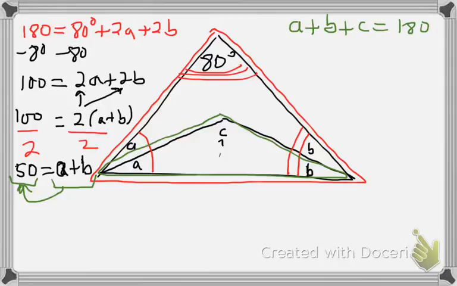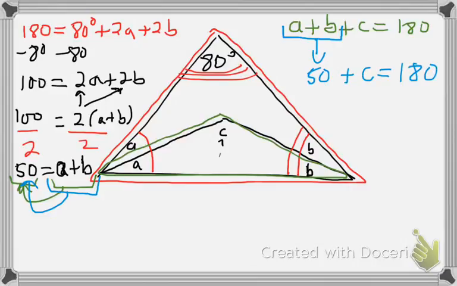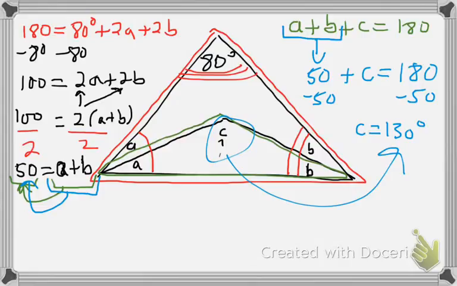And just as I mentioned before, you see this A plus B here. A plus B is here. And we said wherever we see that, we can replace it with 50. So I'm going to replace A plus B with 50. And then I'm going to subtract 50 from both sides. And now I know C is 130 degrees, and that's what they wanted, was C was 130 degrees. So in a tricky way, I found the answer.